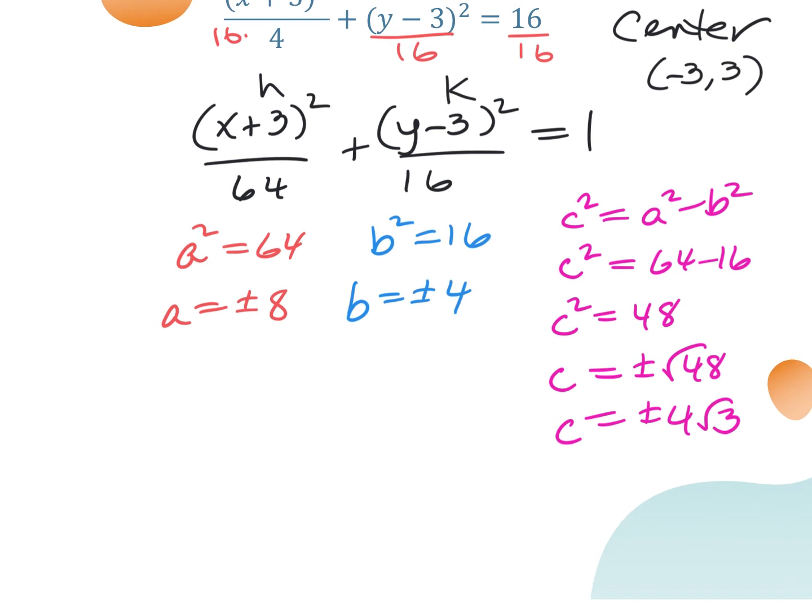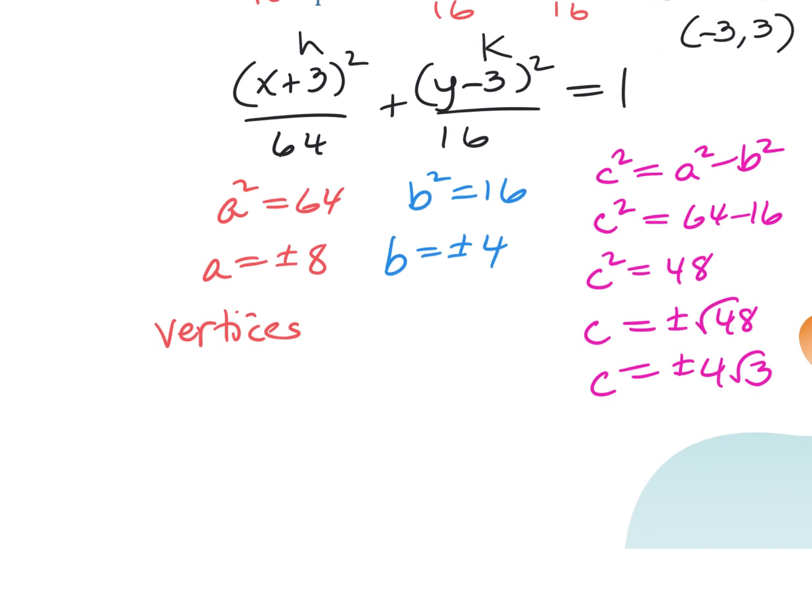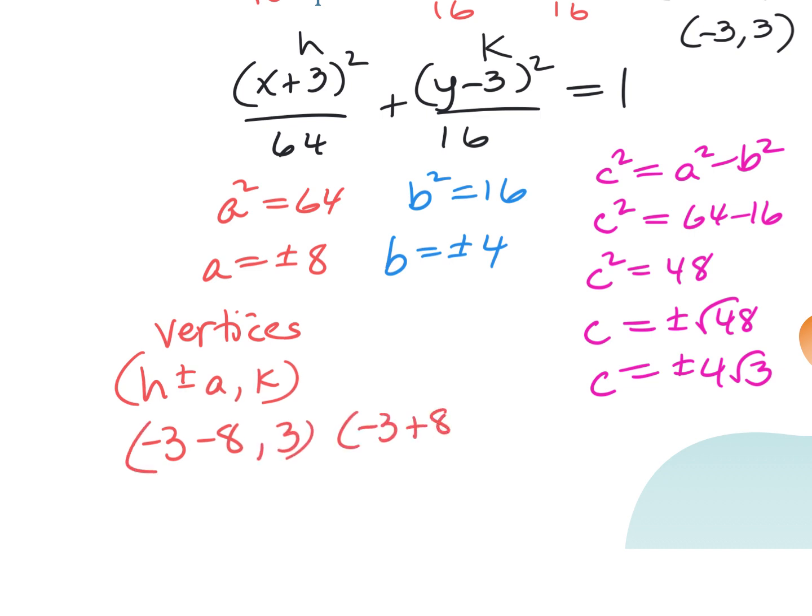So now let's go ahead and find our vertices. We're going to be adding A to the H of the center to get your vertices. So really what we're doing is H plus or minus A, comma, K, because that's where the bigger number was, under the X or under the H. So negative 3 minus 8, comma 3, and then negative 3 plus 8, comma 3. This gives me negative 11, comma 3, and 5, comma 3. Those are your vertices.